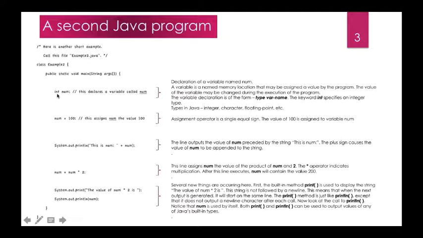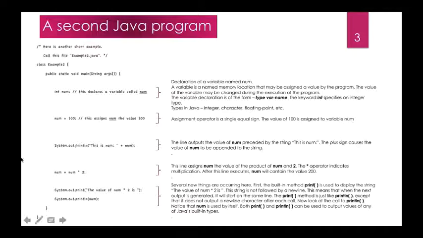And here's a new thing. We have declared a variable num, which is of type int. A variable is a memory location that may be assigned a value by the program. The value of a variable may be changed during the execution of the program. The variable declaration is of the form type var name. The keyword int specifies an integer type. There are a lot of types in Java. By types, I mean data types in Java, like the integer, character, floating point, etc.